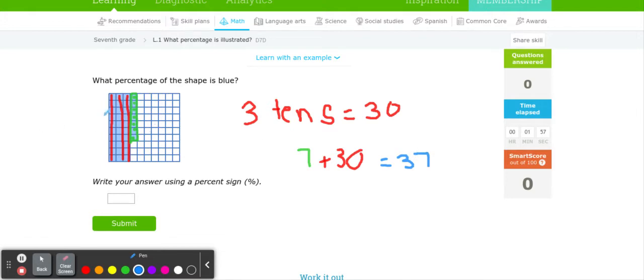Now, as this is out of 100, we know that it's 37 out of 100. The out of 100 part is basically telling us that it's a percentage. So we know, because of this fraction right over there, that the correct answer is 37%.